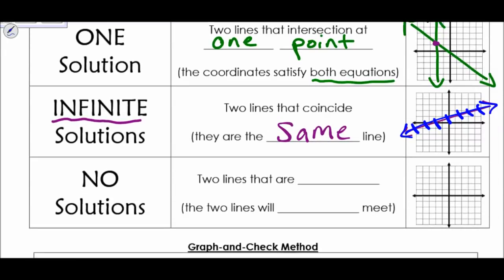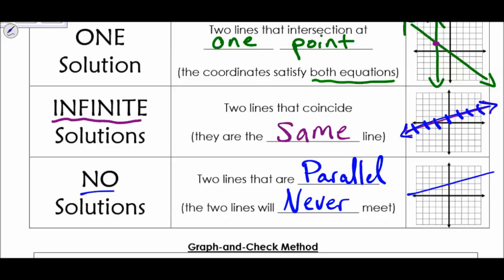And the final one is no solution. That's when 2 lines are parallel, because that means they never meet. These 2 lines will never hit each other. I'm going to try to sketch parallel lines. It's not going to be perfect.